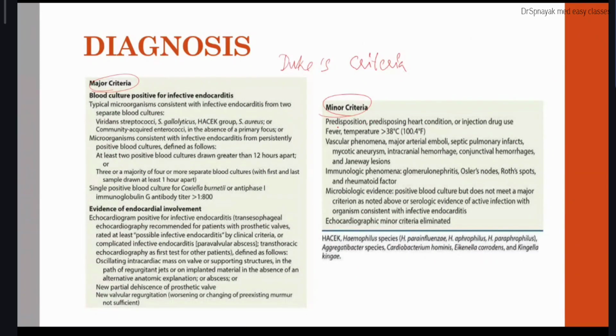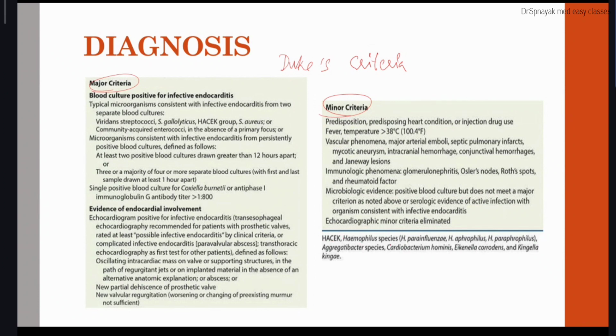Then the minor criteria involve predisposing heart condition or injection drug use, fever and temperature. These are non-specific clinical presentations. Hence, it falls under the minor criteria. Any vascular phenomena, any immunologic phenomena like glomerulonephritis, Osler's nodes, then a microbiologic evidence, which is again a positive blood culture but does not meet a major criteria as noted above, or serologic evidence of active infection. Then an echocardiographic minor criteria eliminated.